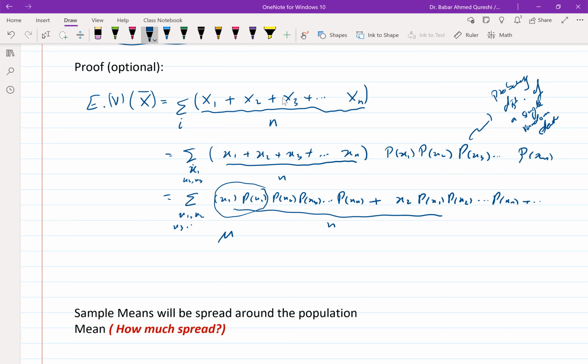When you sum over this, this is not being multiplied by anything. When you sum over all probabilities on the second variable, it gives you 1. All of them give you 1. Similarly, over here, px1 when summed gives you 1. x2 times px2 summed gives you the mean value of x2. But x2 is the same variable which you have picked from the population. You are just writing a different name for it. You're just picking one guy from the population. So that's also mu. You get n mu's divided by n.